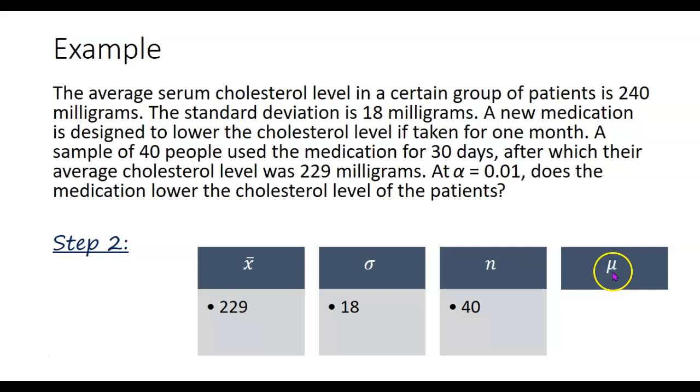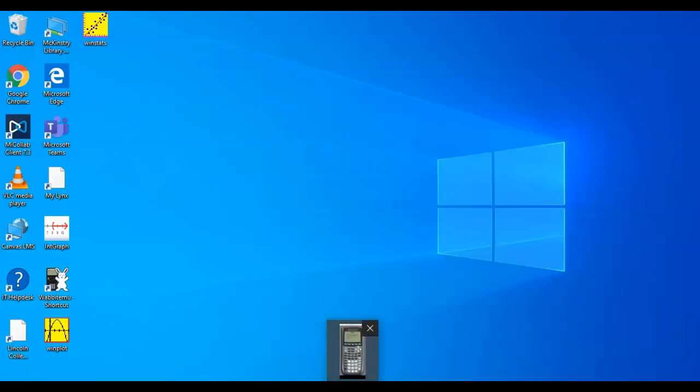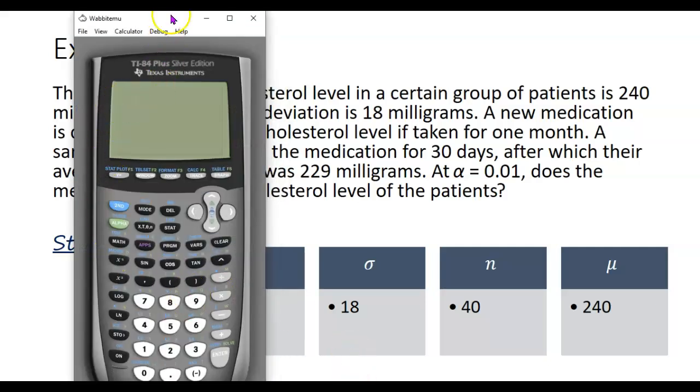And the mu in the formula is the same number that we just wrote down when we were saying what the null and alternative hypotheses were. So that's 240. Now we put all of these numbers into the formula or into the calculator or the spreadsheet or the app or whatever you're using. Let's do it in the calculator.